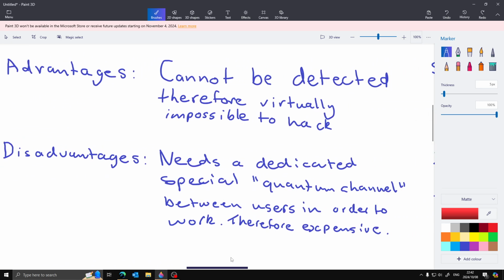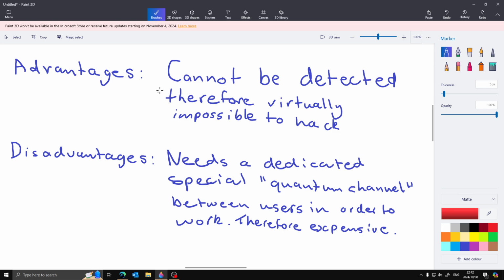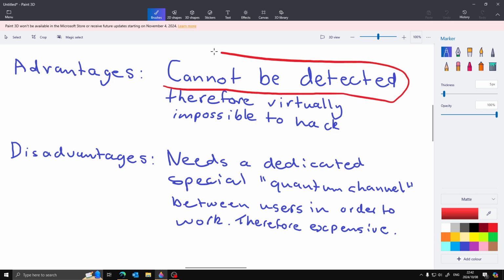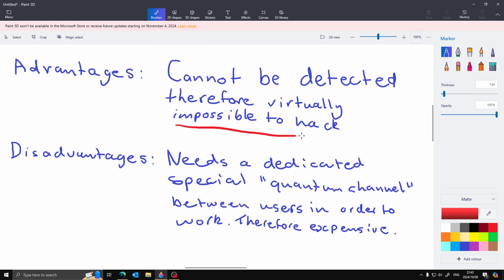So we'll go to the advantages and disadvantages of this. Well, as I said, it can't be intercepted, so therefore cannot be detected, so much better security. So it's basically impossible to hack.